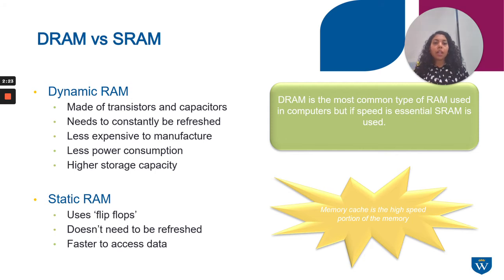So, fun fact. Memory cache is the high-speed portion of the memory. In terms of SRAM, the memory cache means that the SRAM will be able to access that particular data there, and a lot of programs use the same data, so therefore it makes it faster to use.